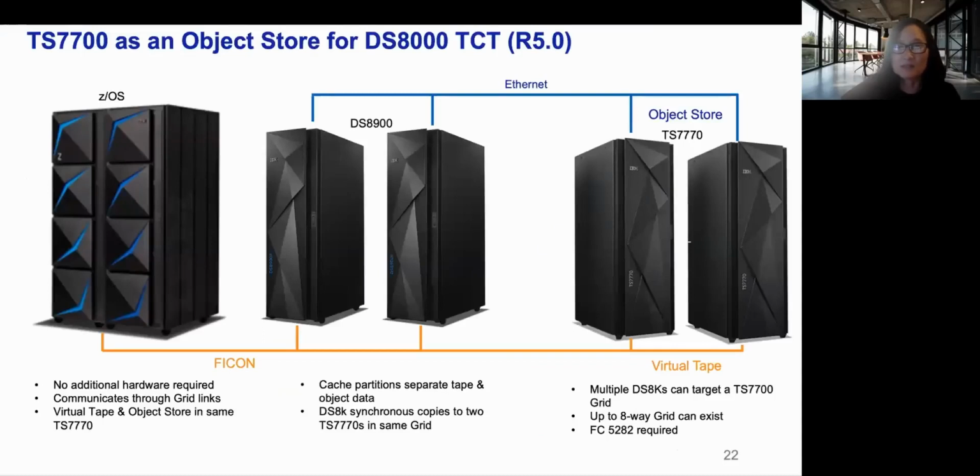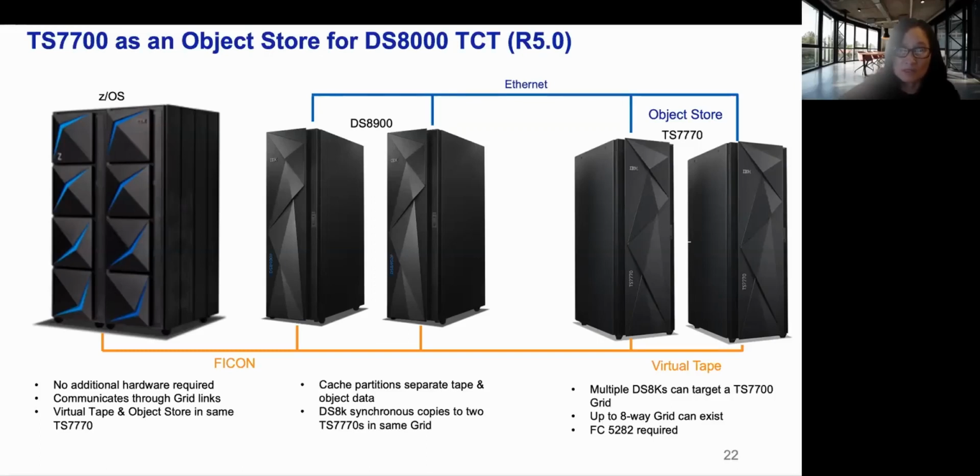I'm going to take a step back and just talk about what we already released in the field in 2019 as part of our release 5.0. We first introduced 7700 as an object store for the DS8000 TCT. And this was a wonderful solution because it didn't require the customers to go out and purchase any additional hardware. You didn't have to buy an external cloud system. Instead, you use your TS7700 that was already on the floor that housed your virtual tape volumes, and now this 7700 could do both.